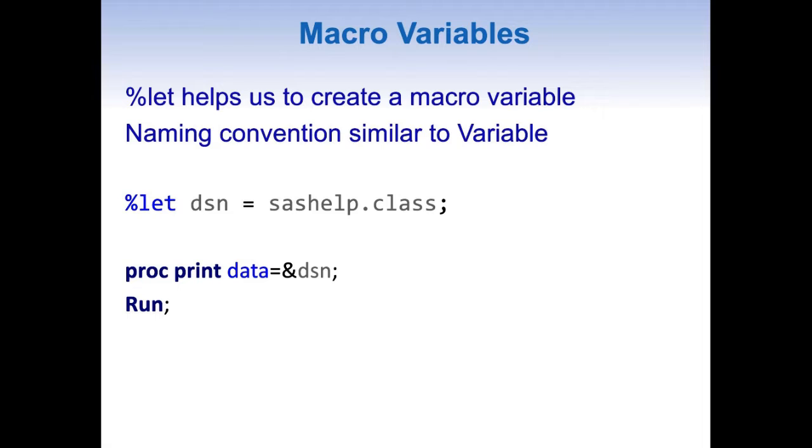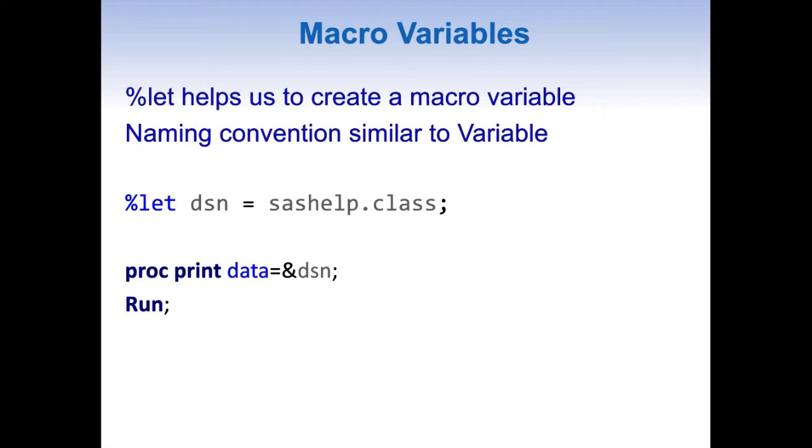The naming convention for a macro variable is very similar to SAS data step or proc SQL variables. Those rules are: the macro variable name should not be greater than 32 characters, and the name should start either with an underscore or with a character. And also we can have only underscore, characters, or numbers as a part of our macro variable name.